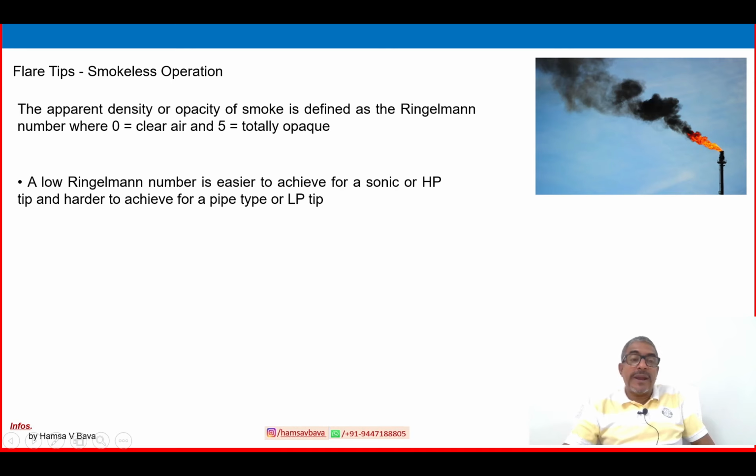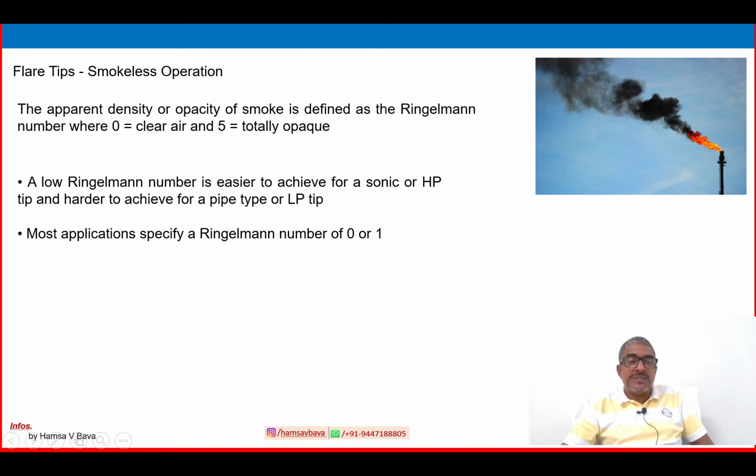So a low Ringelmann number means complete combustion. 0 is clear air, and 0 to 1 is the indication of perfect or complete combustion. Normally in some emergency situations, flares produce incomplete combustion. So the flare tip design must always make sure that complete combustion takes place, preventing formation of carbon monoxide in the air.